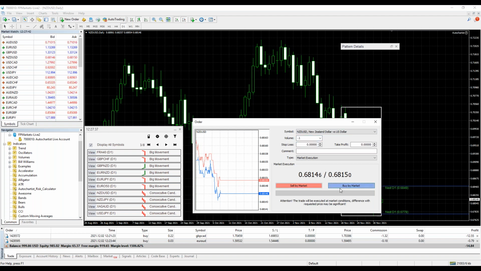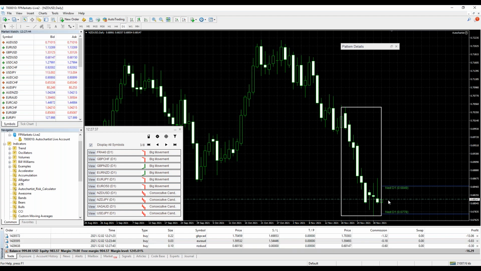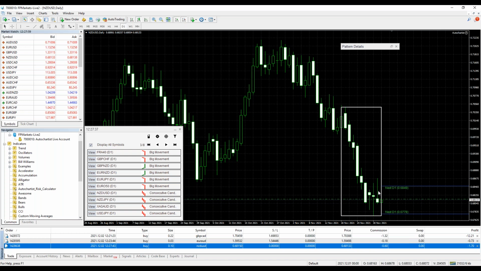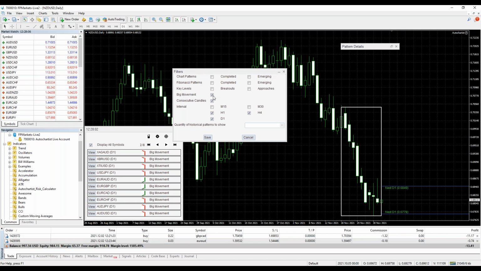So this potentially would be an opportunity to trade long if you're a mean reversion trader or a swing trader, and you think that the price of the Kiwi has gone down too much. Okay, I'm going to close that position. Now, the same thing is actually applicable to chart patterns, and let me show you what that means, or approaching chart patterns and approaching key levels.